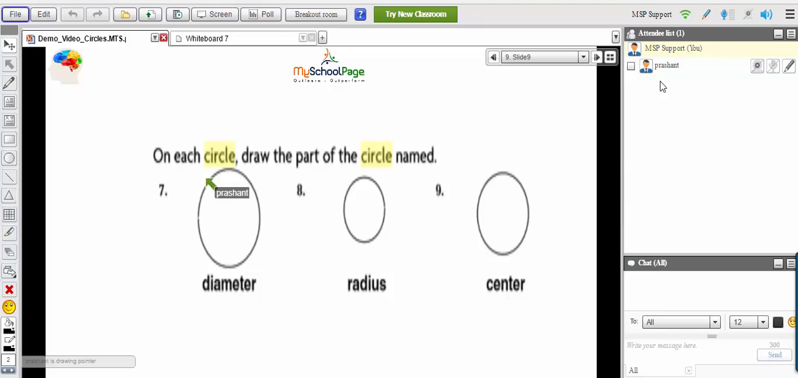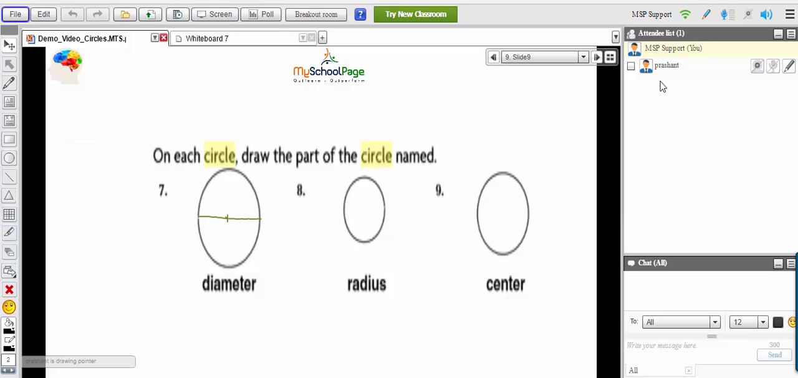Now students, can you draw each part of the circle, like where will be the diameter, where will be the radius, and where will be the center? So I will draw this for you. So the diameter is a line segment passing through the center, joining two end points of the circle. So this is the center, and this whole is the diameter.